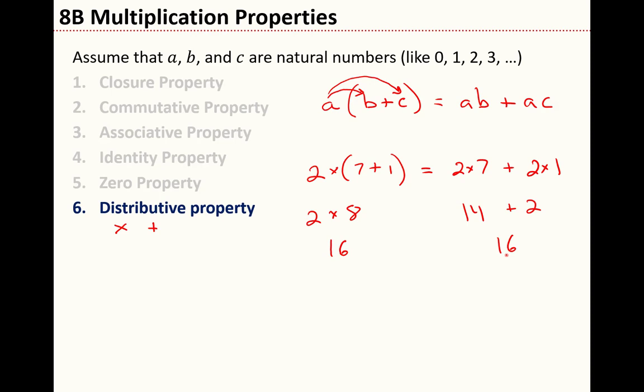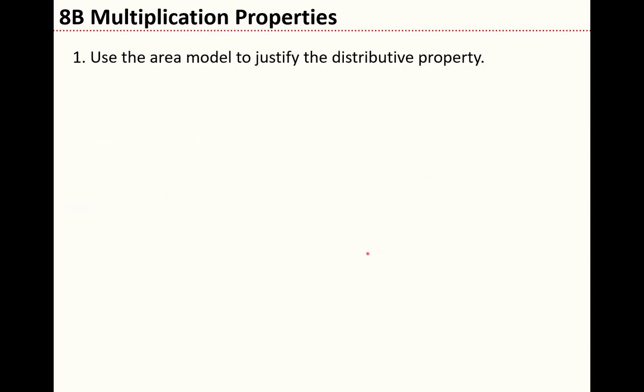Let's look at 3 small problems that use the multiplication properties. Number 1, use the area model to justify the distributive property. Why should the distributive property even be true? Here's one way we can think about it. So let's recall the distributive property says that a times b plus c is ab plus ac.